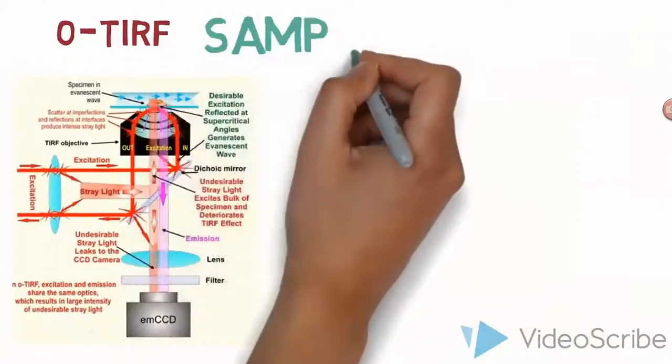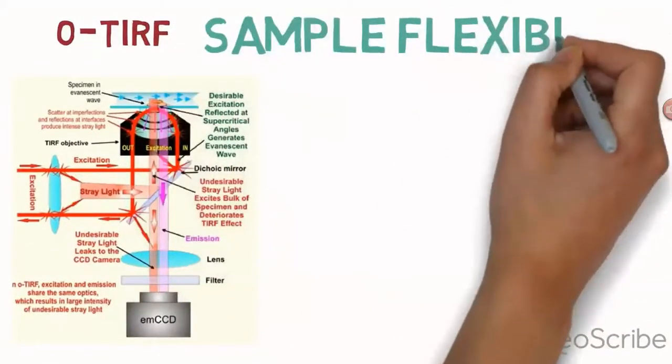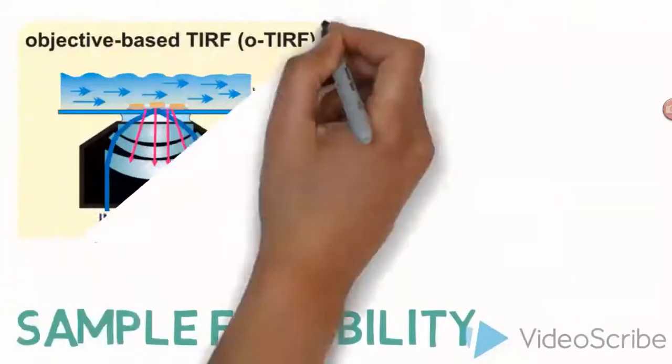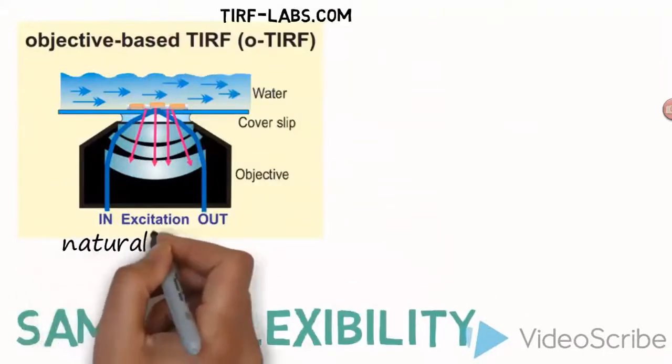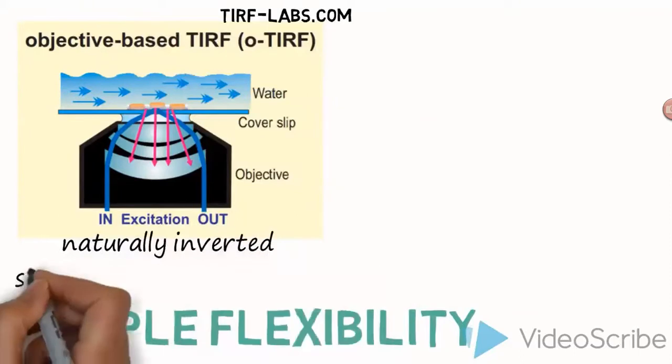When it comes to sample flexibility, O-TURF has the advantage. The O-TURF setup is naturally inverted, meaning that the objective can connect nicely with the bottom of the slide through oil immersion. This makes collecting near-field signals straightforward.